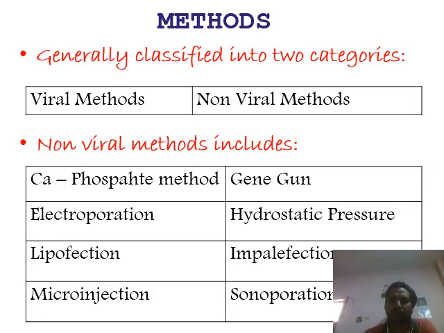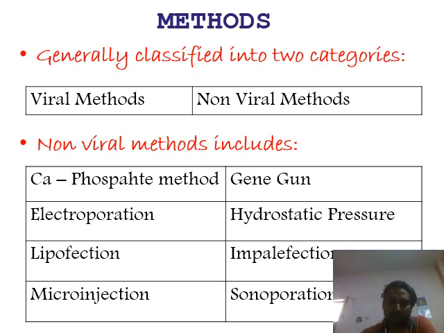Now we come to the methods used for DNA transfection. The methods are generally classified into two categories. One is called the viral methods. The second is the non-viral methods. Viral methods, as I described earlier, use different viruses to transfer a specific kind of DNA, like the vaccinia virus, retrovirus, and lentivirus.